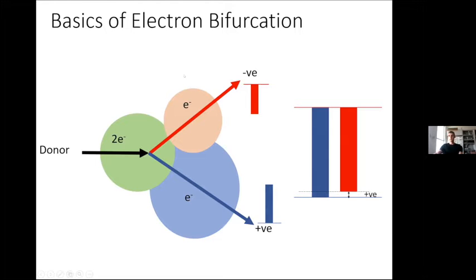Okay, so the basics of electron bifurcating enzymes are that it's a 2-electron reaction. Basically, this enzyme accepts 2 electrons. One of those electrons ends up going to this low potential acceptor, so this is more reductive. And then the other electron goes to this high potential acceptor, so this is less reductive.